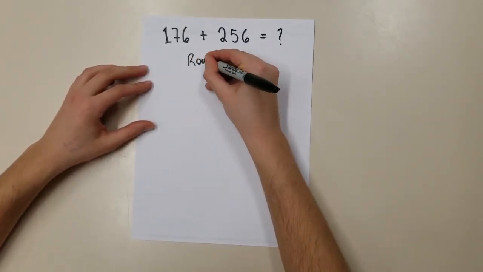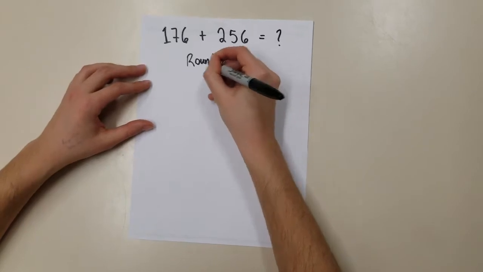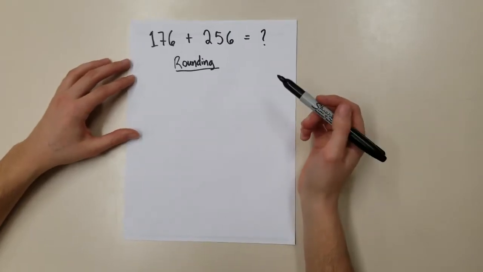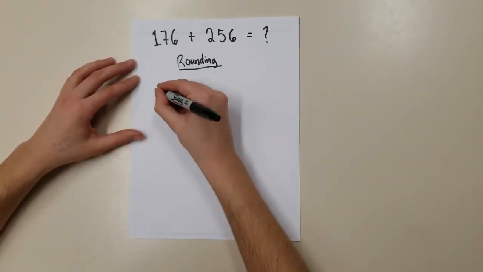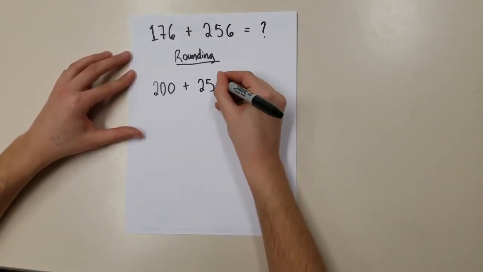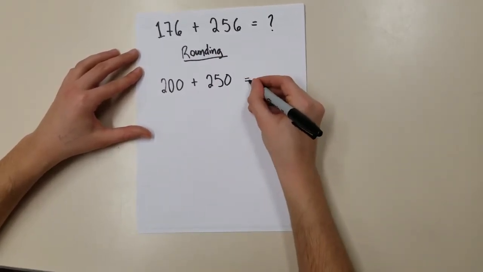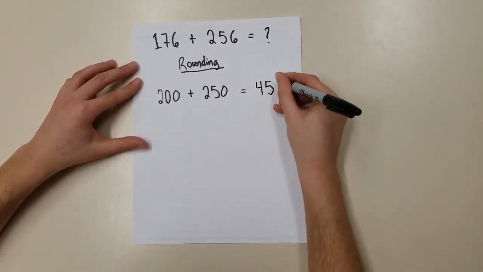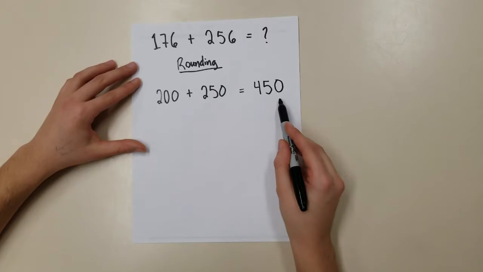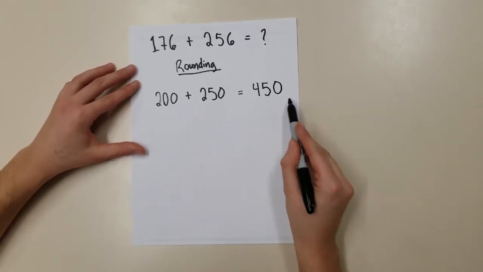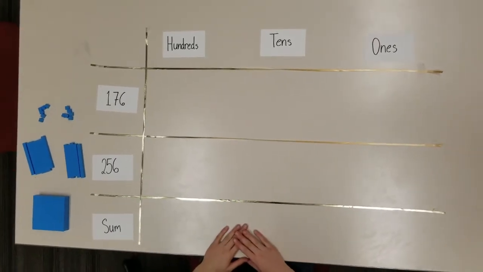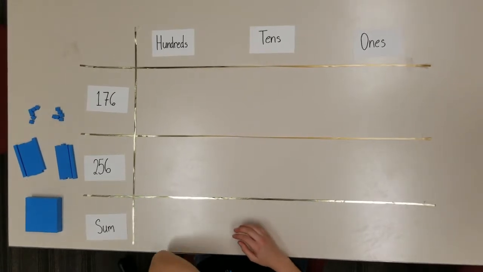When we round, we take the numbers that we have and we make the addends into friendlier numbers. So for 176, I can round that to 200, and 256 can be rounded to 250. Then I can add these two numbers together to get 450. So now I know that my real sum is going to be somewhere around 450, probably a little bit less than 450.